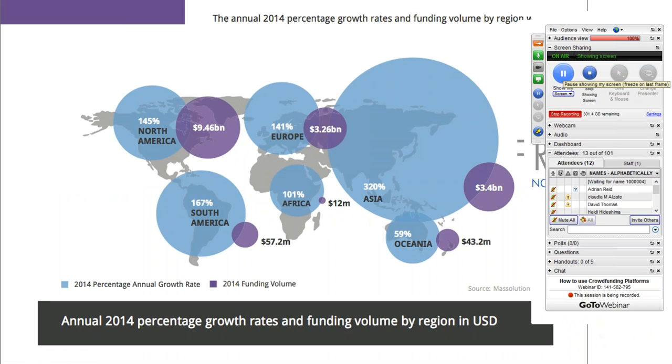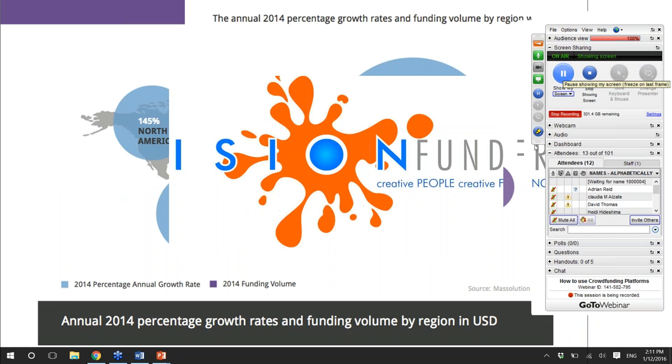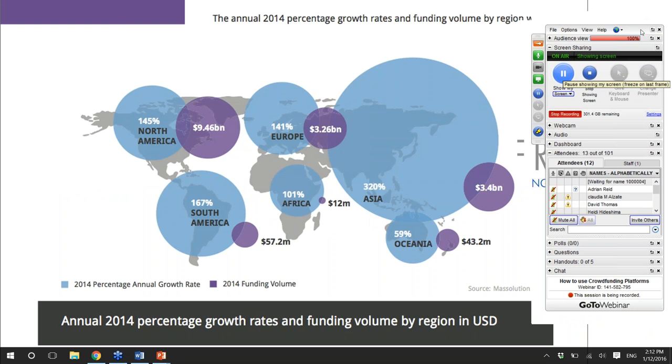I want you to pay attention to this slide, because this really caught my attention when I saw it. This is looking at the whole issue of crowdfunding globally. The purple circles show how much money entrepreneurs have raised in certain parts of the world using crowdfunding, and the blue circles show the rate of growth that crowdfunding has had year on year. So for the last year, it's been growing by the percentage you're seeing in the blue circle.